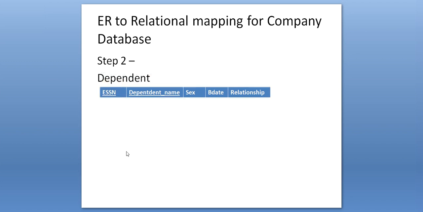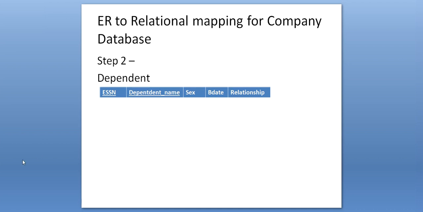And another thing that is mentioned in step number two is that the combination of the partial key and the foreign key is going to be the primary key. So that's why I have underlined these two attributes. The combination of ESSN and the dependent name is going to be the primary key for this particular relation. Okay, so that is step number two.